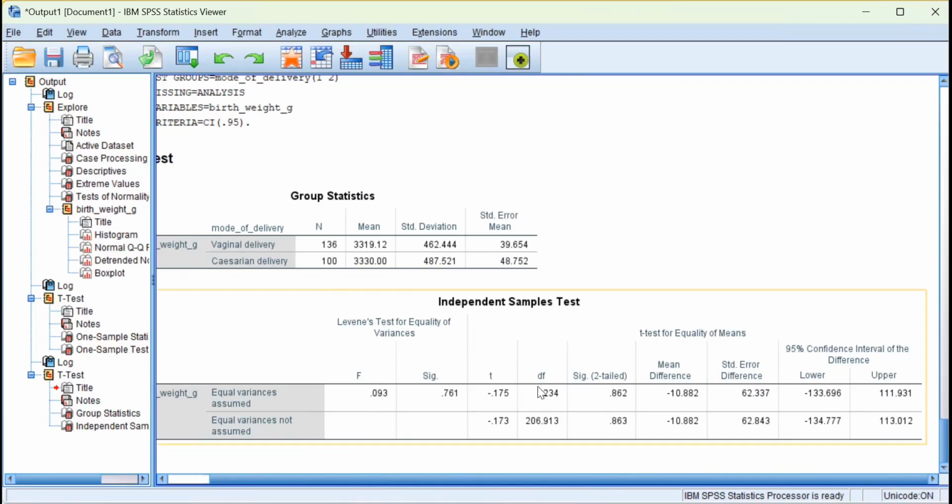So that's how you interpret your t-test. I don't know, is there any question? Do you understand it?